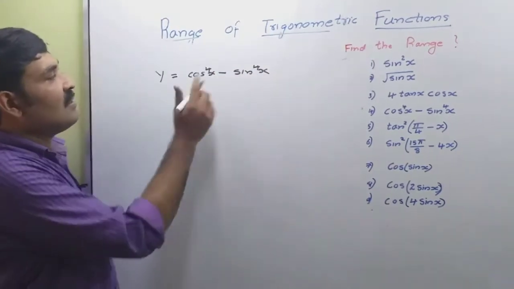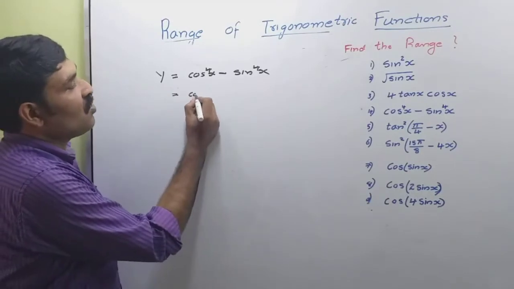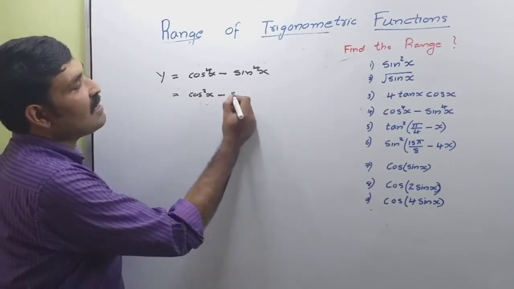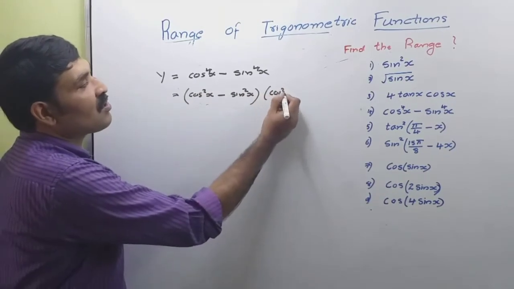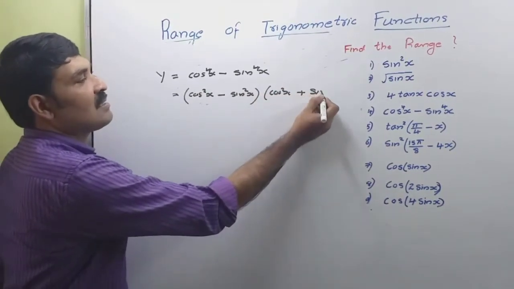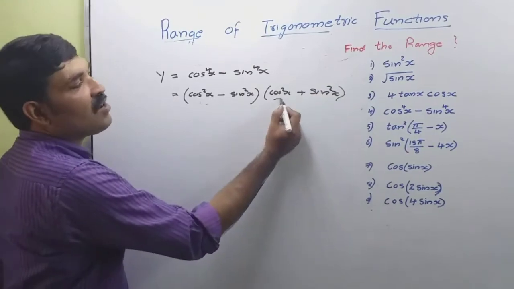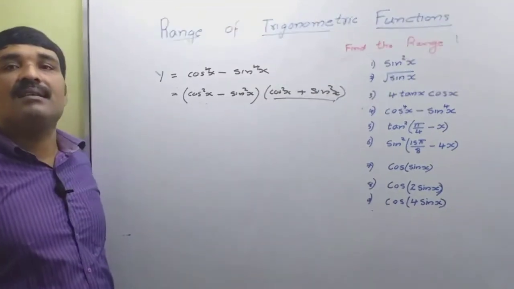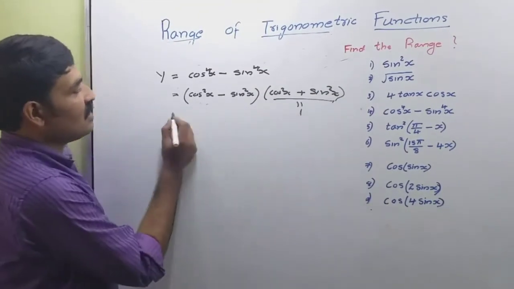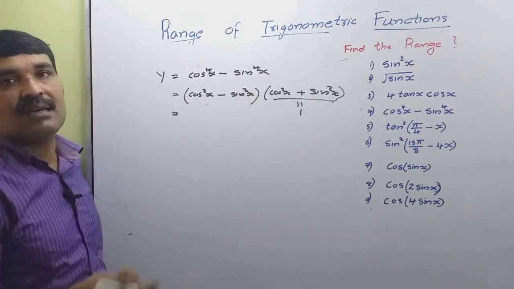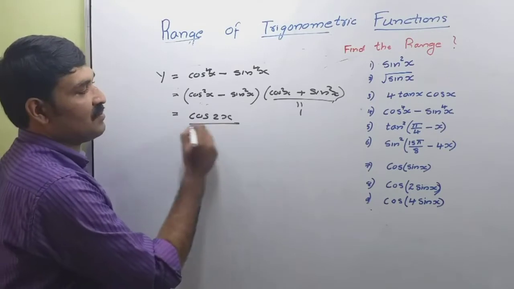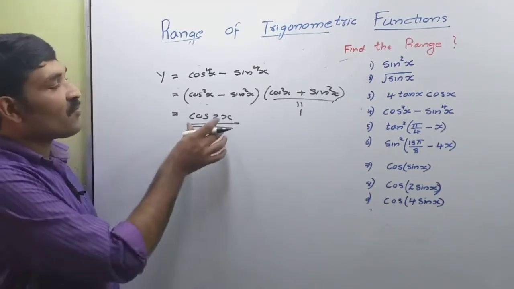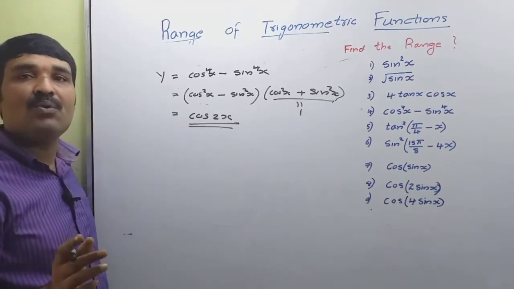We can write this expression as (cos²x − sin²x)(cos²x + sin²x). The value of cos²x + sin²x is equal to 1. So this is equal to cos²x − sin²x, that is equal to cos 2x. So the range of cos 2x is from −1 to 1.